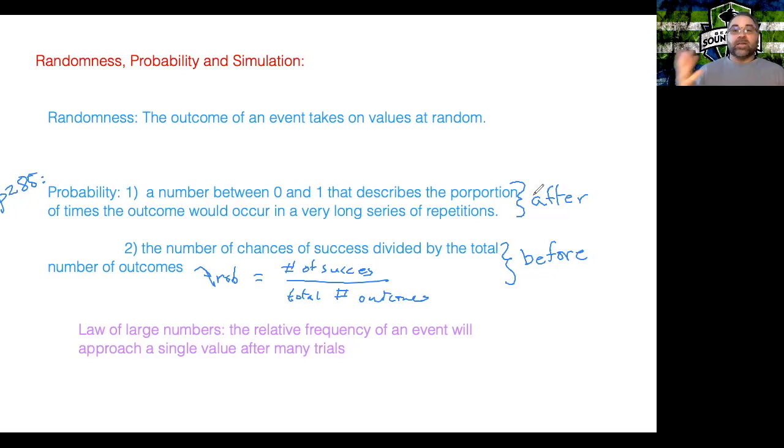Just a very simple example though: in baseball, a really good batter, let's say, gets a hit 1 out of 3 times on average. Well, that does not mean that when this player comes to bat and it's the 4th time in the game and they've struck out 3 times in a row, that they are quote unquote due for a hit, that they're gonna get a hit. No, that's not what that means.